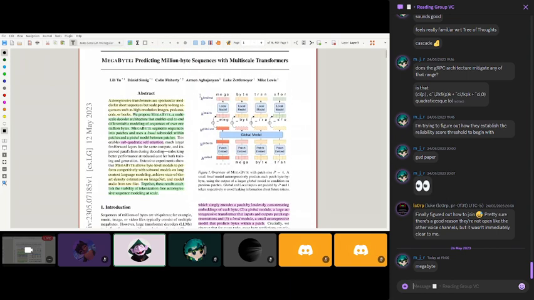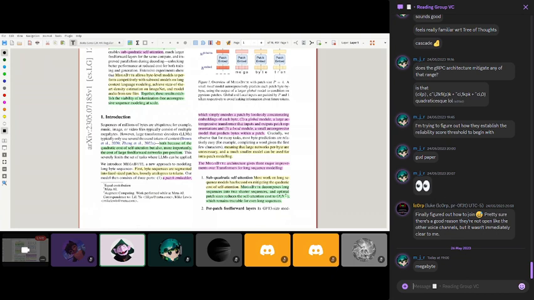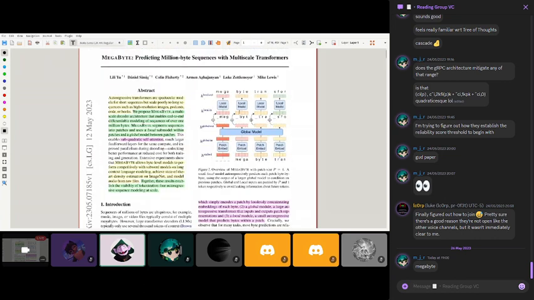MEGABYTE then consists of three parts: a patch embedder, which simply encodes a patch by losslessly concatenating the embeddings of each byte, then a global module, a large autoregressive transformer that inputs and outputs patch representations, and then a local model, which are several small autoregressive models that predict bytes within a patch. So you can see at the top, after it goes to the global model, the local models are then within each patch. They're then predicting the next byte within the patch they're given.